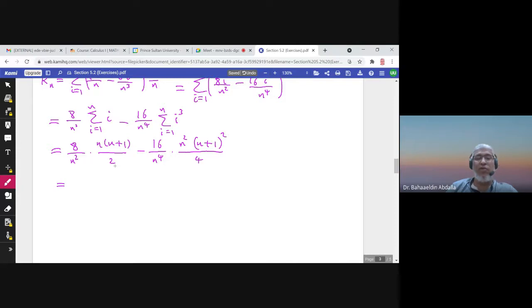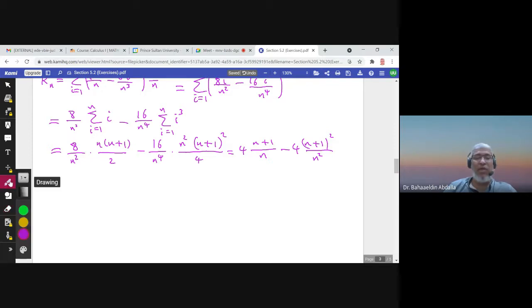Now 8 over 2, let me write it here. 8 over 2 is 4, and I will have n plus 1 over n because n cancels with n squared, and 16 over 4 is also 4, and canceling, I will have n squared below and n plus 1 to the power 2.